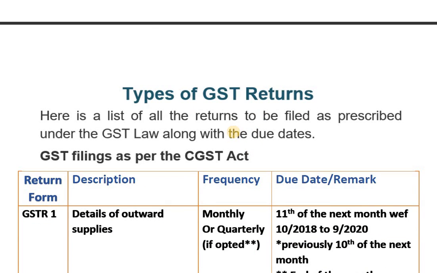And next, here we'll discuss the types of GST return. Not all the taxpayers will file the same return. Different types of taxpayers will file different return forms. And what are these forms? Let us discuss it here. I've shown you in this table the list of all the returns to be filed as prescribed by the GST law along with the due dates.